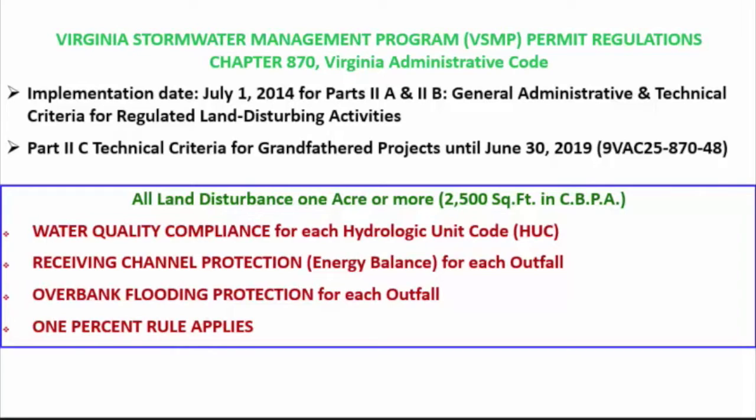The regulations further require water quality compliance for each hydrological unit code or HUC of the development project, except in cases where compliance is achieved under a comprehensive stormwater management plan. Water quantity control for channel and flood protection is also required for each outfall where the stormwater leaves the project right away from the receiving channel. An additional feature of the new regulations is that certain projects will be grandfathered until June 2019.